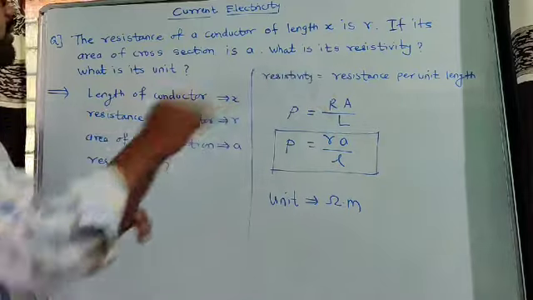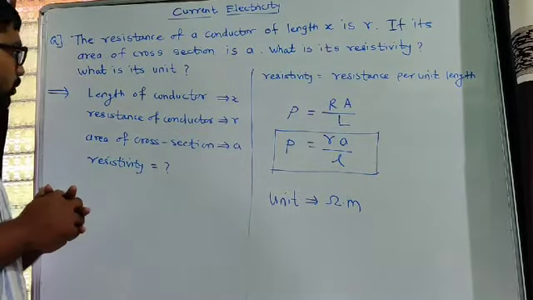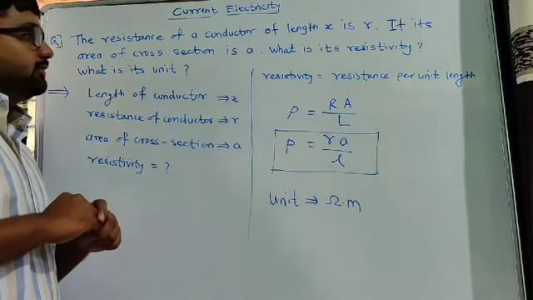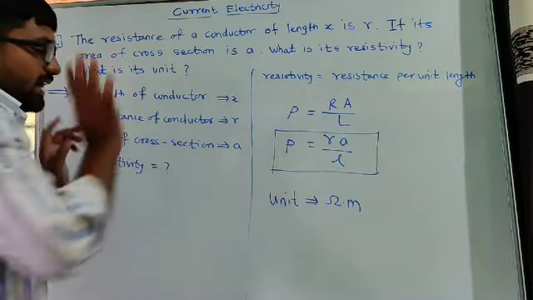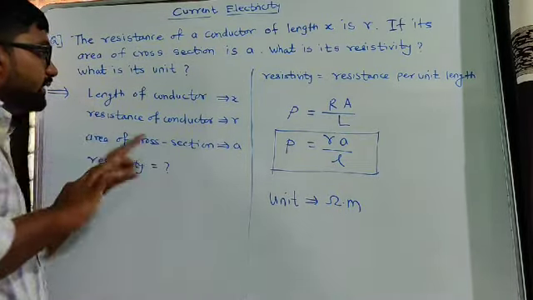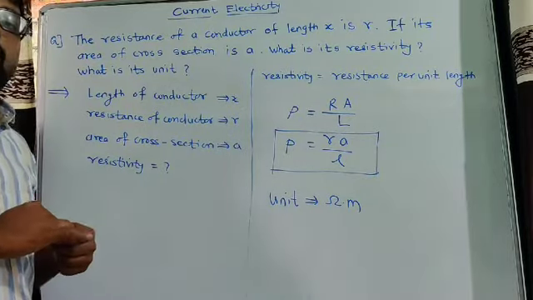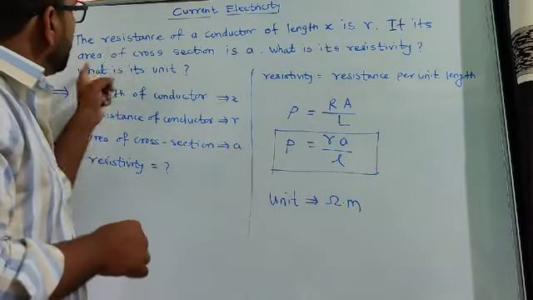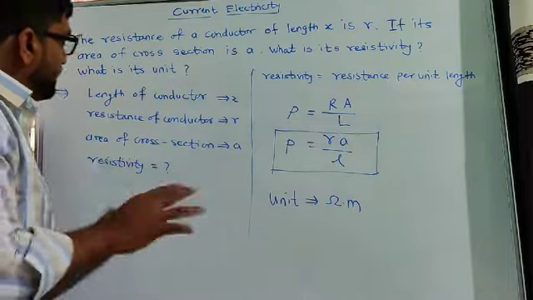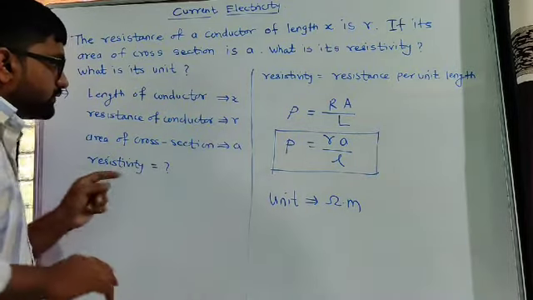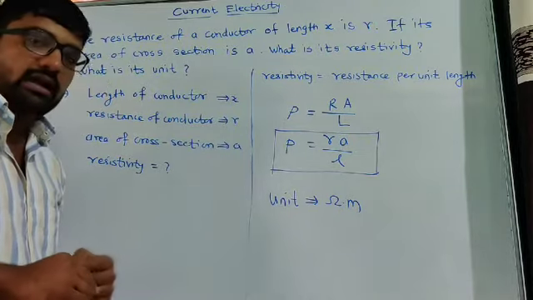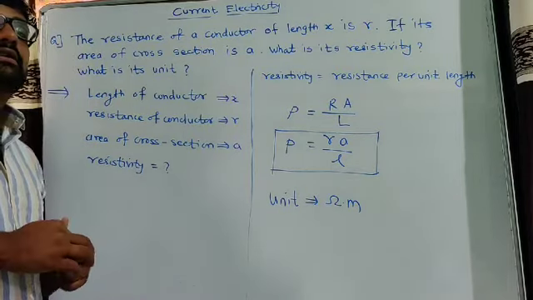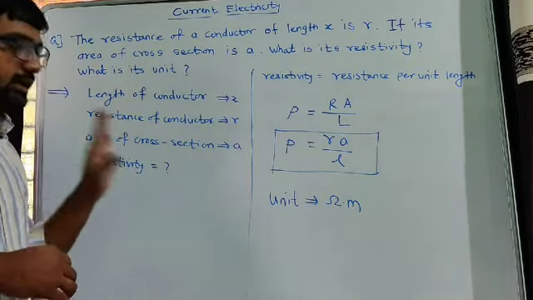First of all, we have to write all the given data. What is given here? First of all, the length of the conductor and resistance are given. The length of the conductor is small x, and the resistance of the conductor is also given, that is small r. So these two things are given in the first line. Then its area of cross section is small a. Now we have to calculate the resistivity of that particular conductor.